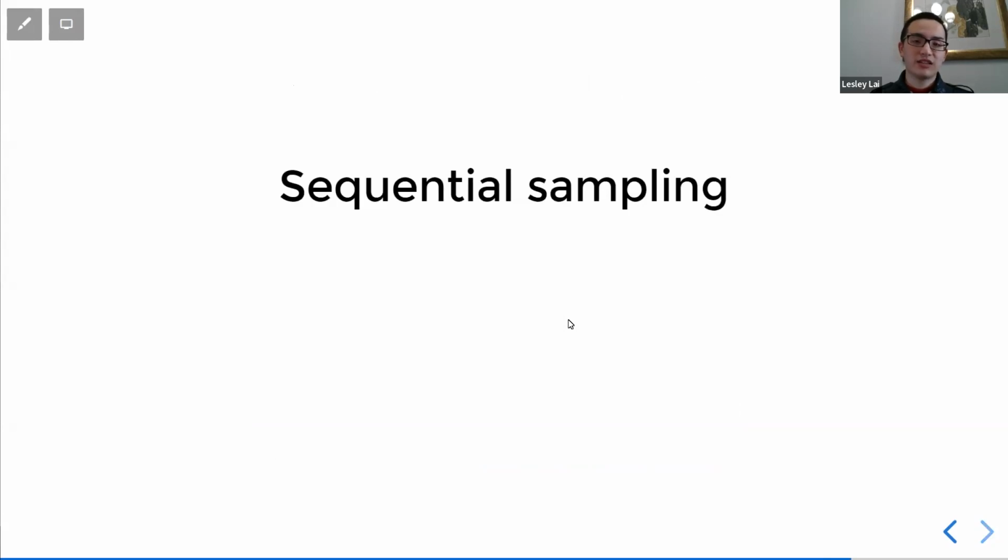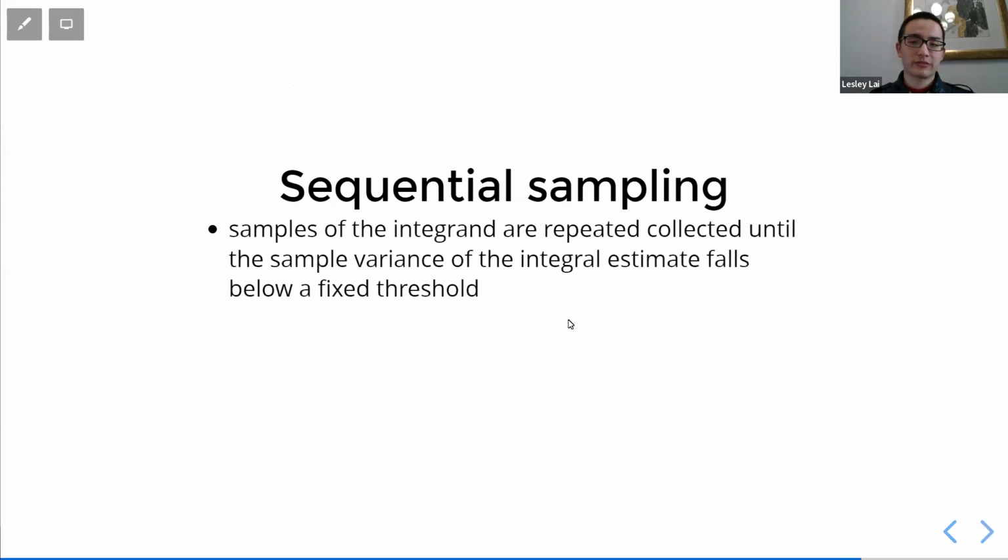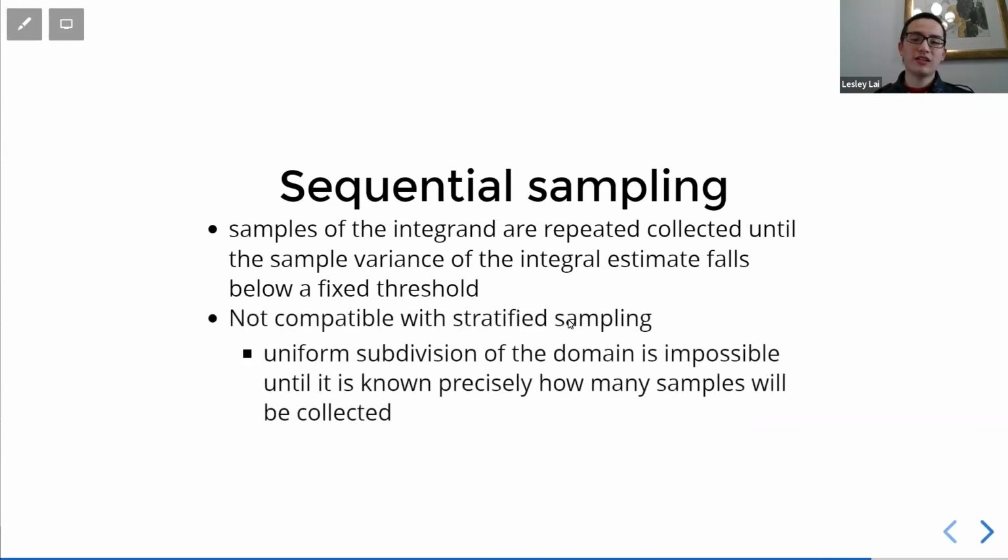And then Kajiya says we also want to apply another useful technique called sequential sampling, which means the samples of the integrand are repeatedly collected until the sample variance of the integral estimate falls below a fixed threshold. This is really cool, but it is not compatible with the stratified sampling we mentioned in the last slide, because we can't uniformly subdivide the domain if we don't know precisely how many samples we want to collect.